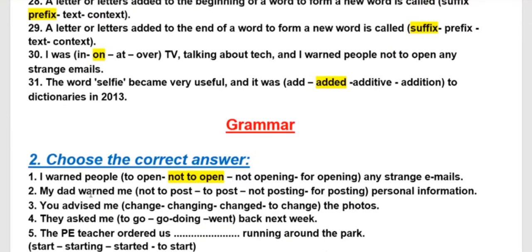Number 2: my dad warned me not to post personal information. He asked me, "Do not post." To change it into indirect or reported speech, we say "not to" instead of "do not." You advised me to change the photos.